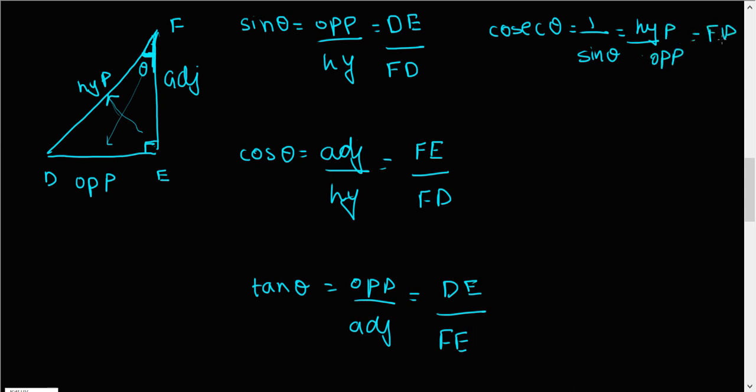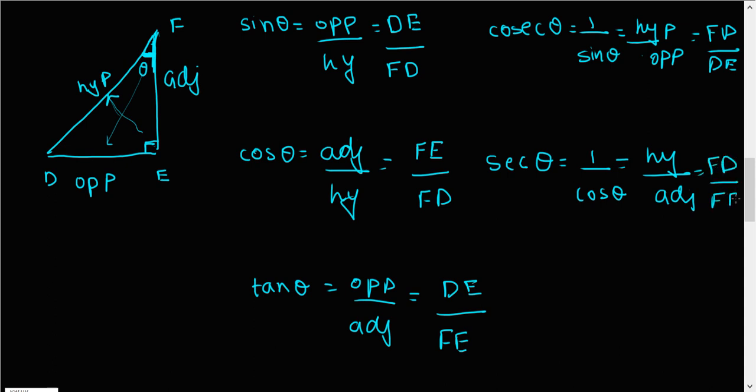So it is FD by DE. Then the reciprocal of cos is sec theta, which is 1 by cos theta. Reciprocal, so hypotenuse comes to the numerator and adjacent comes to the denominator. So it is hypotenuse by adjacent, so it is FD by FE.